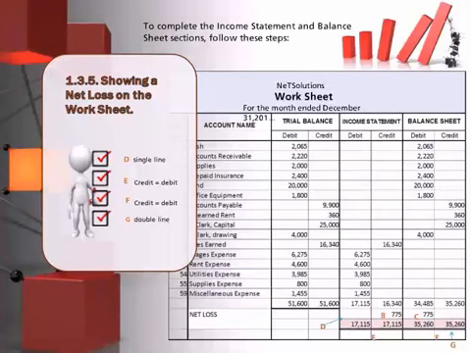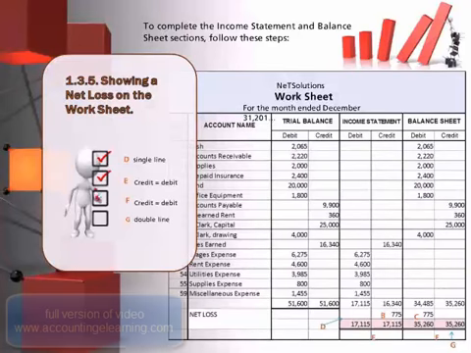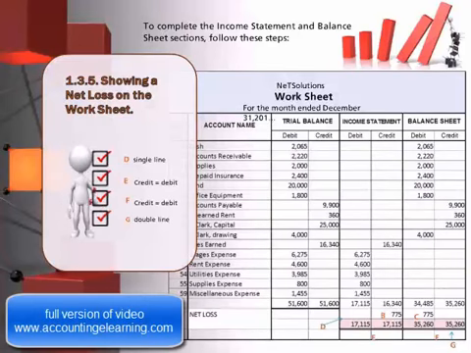Take a look at showing a net loss on the worksheet. What if total expenses are more than total revenue? When that happens, a net loss occurs. A net loss decreases owner's equity. This decrease will eventually be shown as a debit to the capital account.